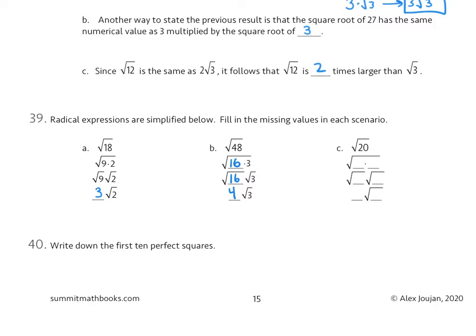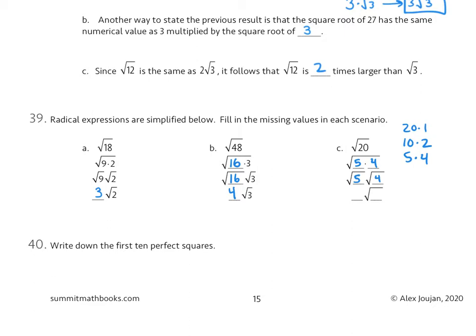Part C. Root 20. What numbers multiply to equal 20? I can do 20 times 1, but that wouldn't help me. 10 times 2, but neither of those is a perfect square. 5 times 4, that'll work. So if I put a 5 here and a 4 here, I can separate them as the square root of 5 times the square root of 4.